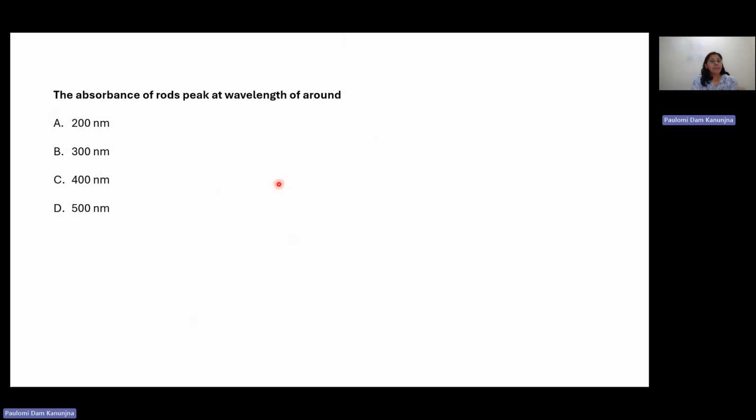Okay, so do you have any idea about the absorbance of rods? Basically it means at what wavelength do they absorb light? Any idea? So the correct answer would be 500 nanometers.